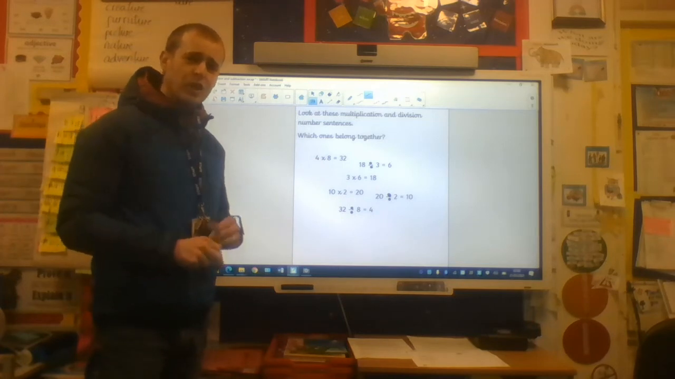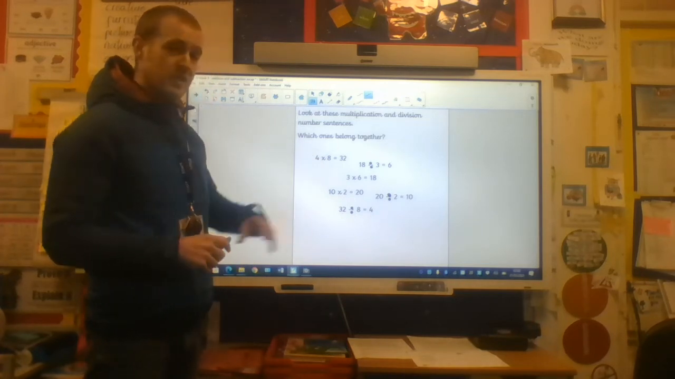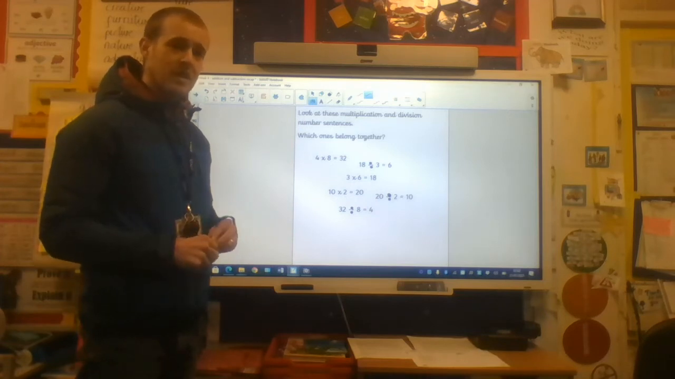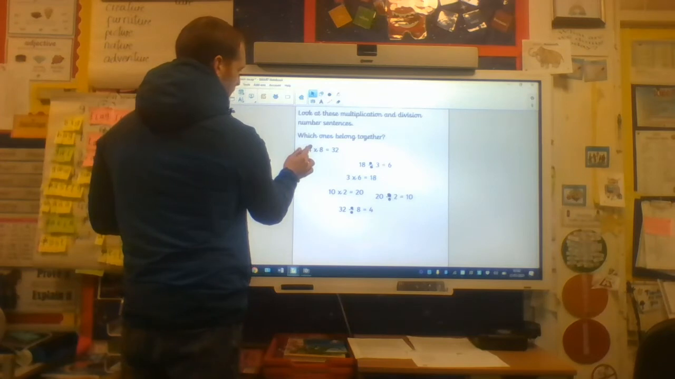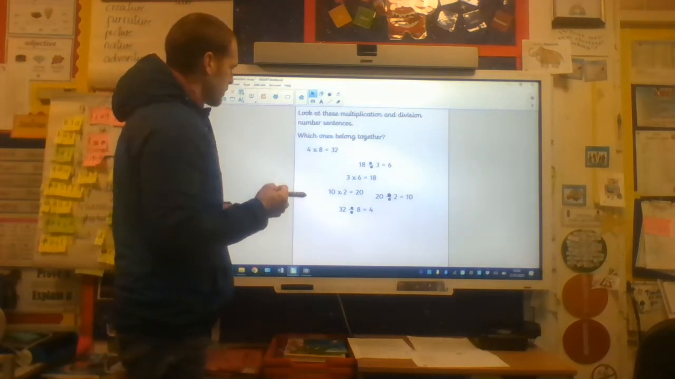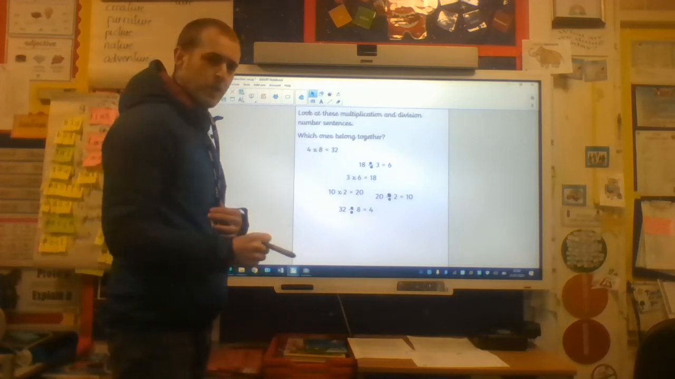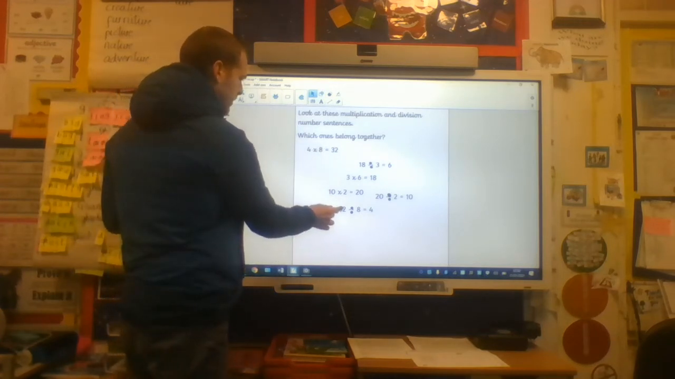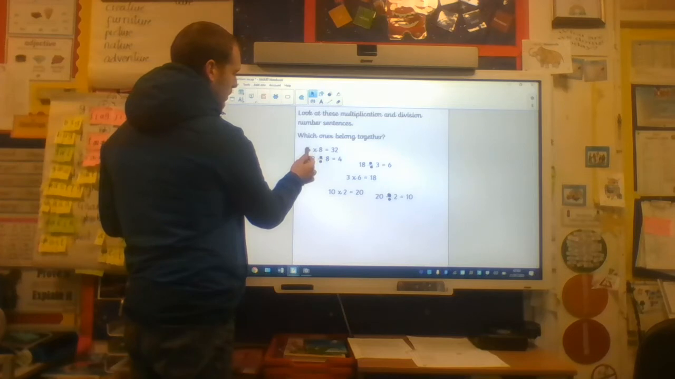How did you do? Could you match up the two multiplication and the division sentence which matches? Let's have a look together. 4 times 8. So I'm going to look for a division sentence which has got 4, 8 and 32 in it. Can you see one? 32 divided by 8 equals 4.